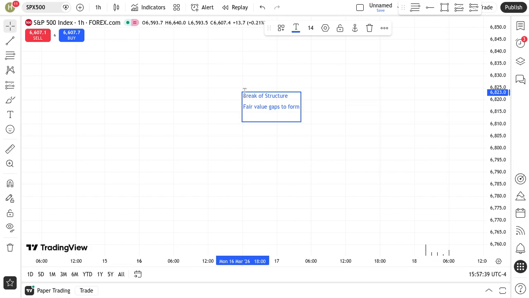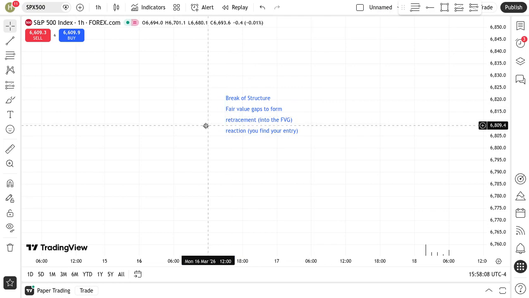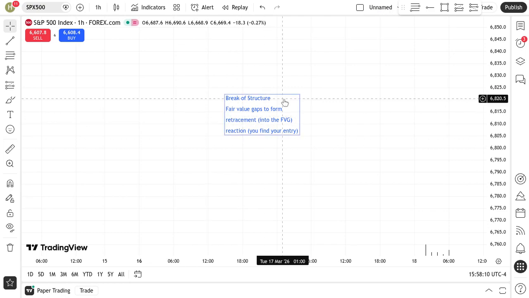The next thing you're going to look for is a retracement. So you wait for price to retrace into the fair value gap. And the next thing you're going to look for is a reaction. And this reaction is where you find your entry. And that's pretty much it. It's pretty much like a 3, 4, 5-step process. Keep it very simple. Trading very simple.